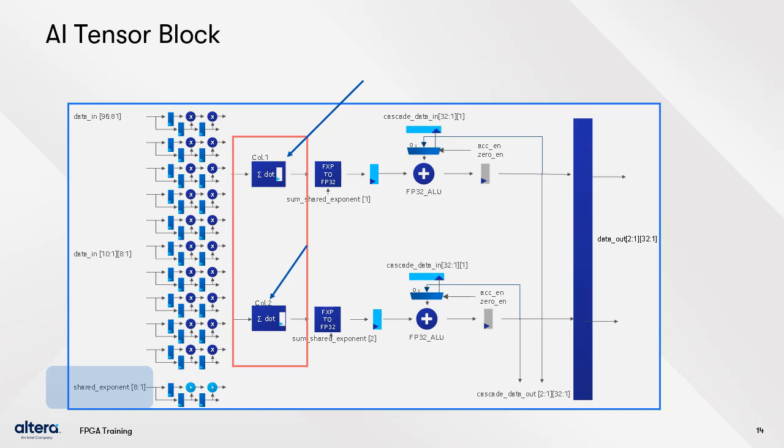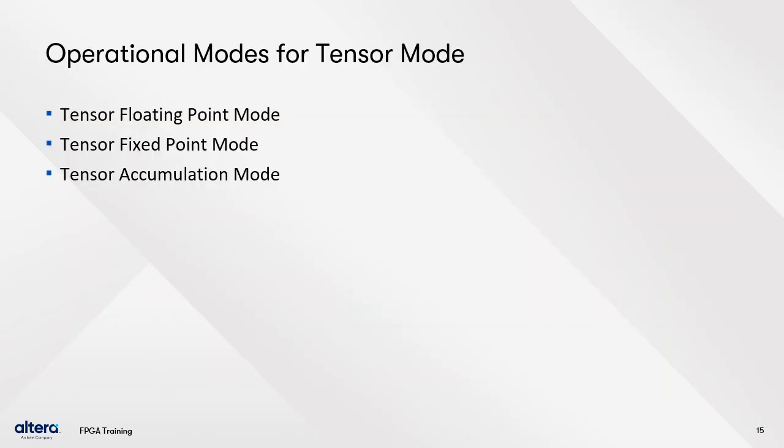This block is all about balancing speed and accuracy, processing a bunch of int8 operations quickly, and then accumulating the results with FP32 precision. There are three operational modes for tensor mode: tensor floating point mode, tensor fixed point mode, and tensor accumulation mode. Let us discuss them one by one in the upcoming slides.